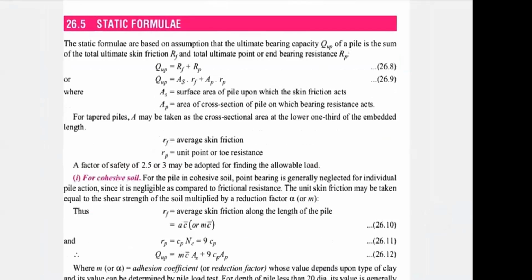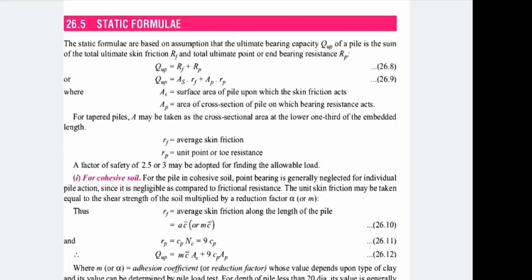Now the next formula is the static formula. The static formula is based on the assumption of the ultimate bearing capacity of a pile. QUP is the sum of the total skin friction RF and the total ultimate point or end bearing resistance RP. RP is the end bearing resistance and RF is the ultimate skin friction. So QUP is equal to AS into RF plus AP into RP.